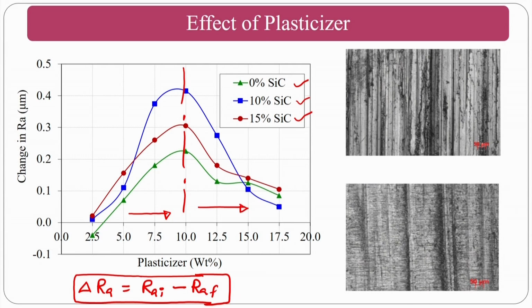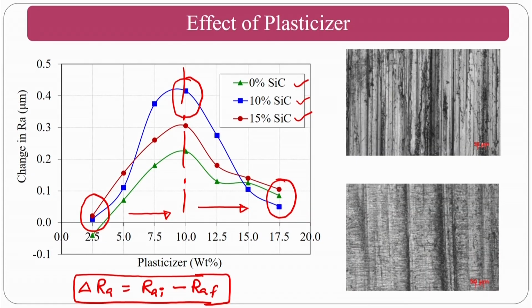If you take three conditions, one is the initial condition, another one is the final condition and the middle condition. If you have too little plasticizer, that means your polymers are dominating. Normally polymers are dominated by elastic characteristics. If the elastic characteristics are more, what will happen? Your radial force will be very high. If the radial force is very high, what will happen? It will indent more rather than shear. That is why the change in roughness is less.